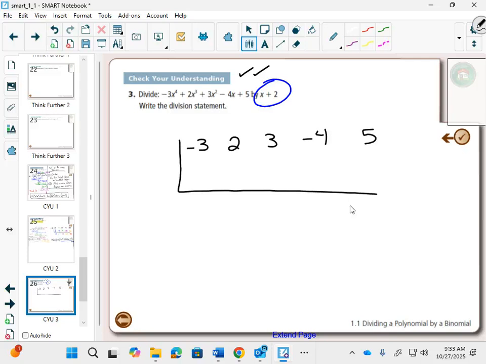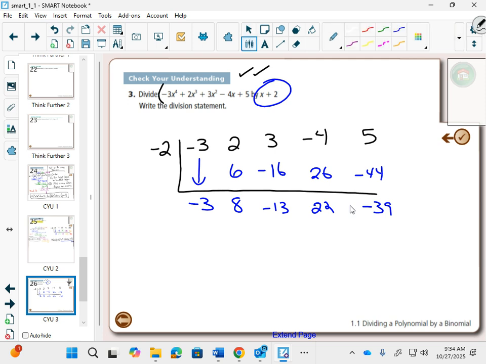And what number am I going to put outside here if I'm dividing by x plus 2? Minus 2. I just go to a different color. Bring down the 3, you would get minus 3. Minus 3 times minus 2, plus 6, add 8. Minus 2 times 8, minus 16, add negative 13. Plus 26, add 22. Negative 44, add negative 39.